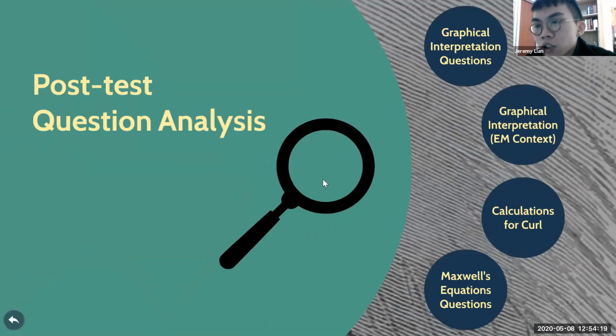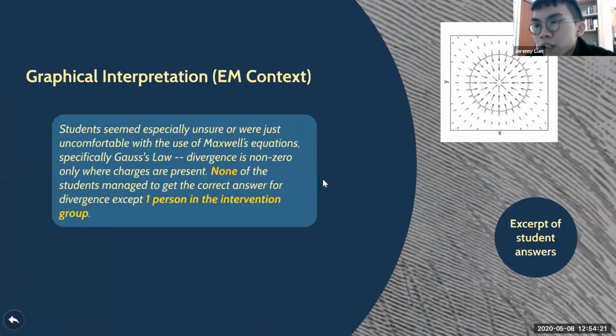In the second question, students were given the vector field shown with the additional information that this is the field of an infinitely long charged cylinder. They were then again asked to determine if the divergence and curl were zero or non-zero. None of the students managed to get the correct answers for divergence, except one person in the intervention group.